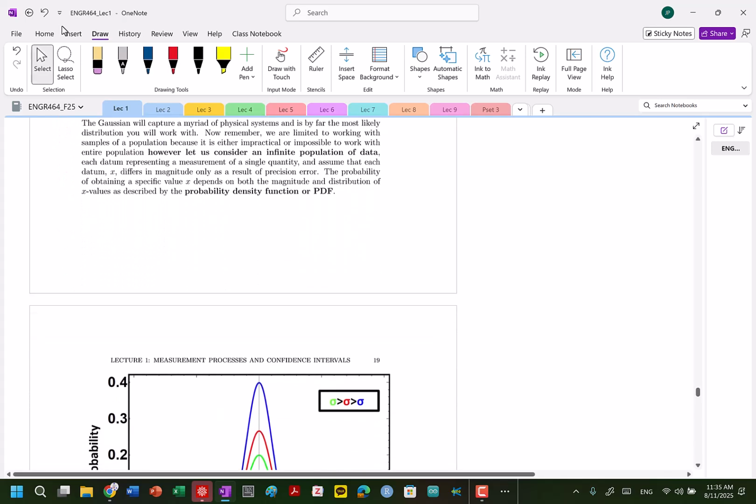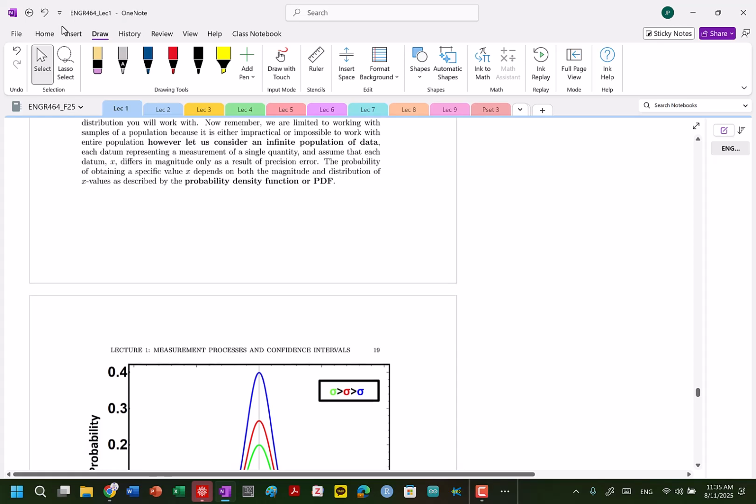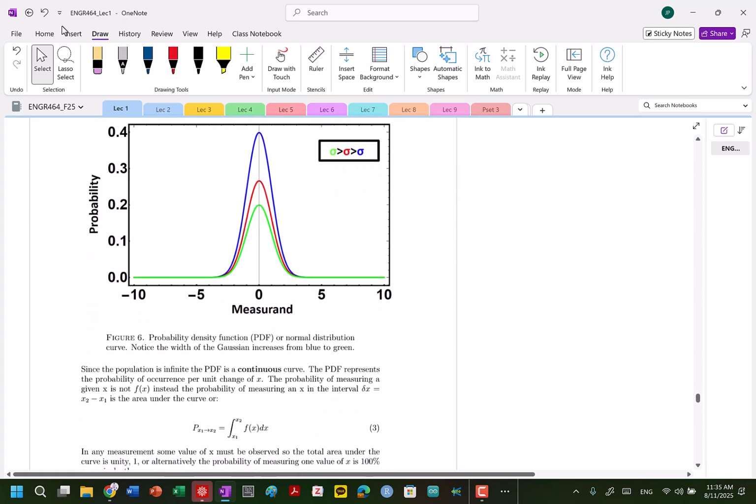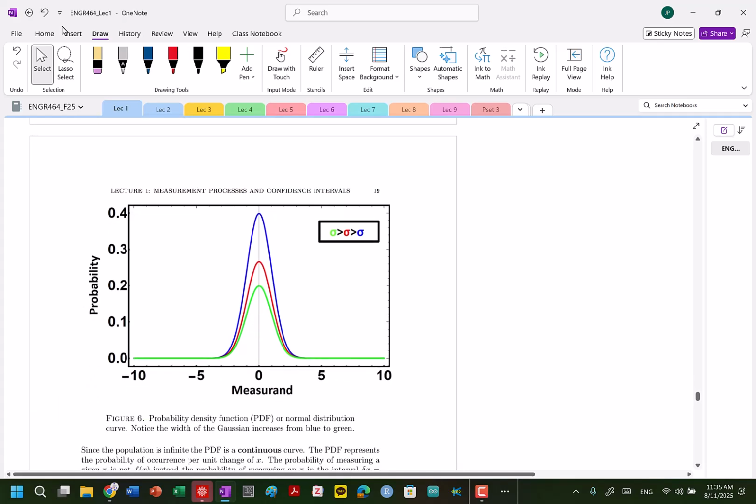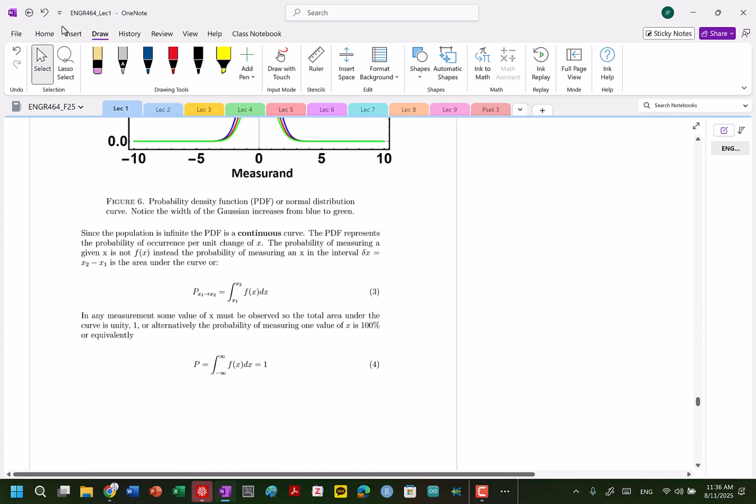So let's go ahead and look at our Gaussian function, sometimes called the bell curve, although I doubt many of you have actually taken a course that's actually curved. But your Gaussian is centered around 0.